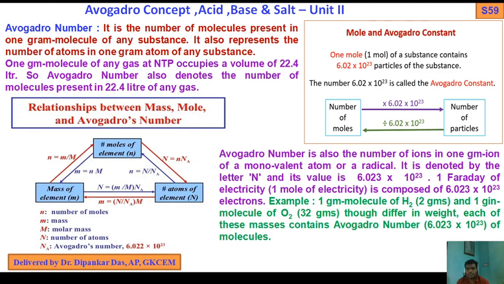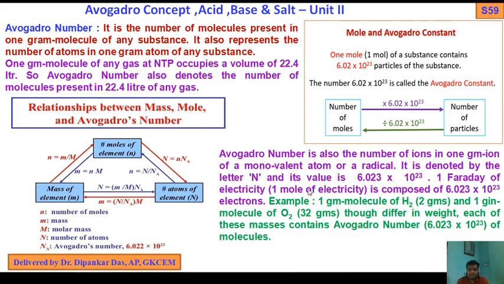Okay, so Avogadro number is also the number of ions in 1 gram ion of a monovalent atom or radical. It is denoted by the letter N, or sometimes N with suffix A, where A means Avogadro, like this, N_A. Its value is 6.023 × 10^23.